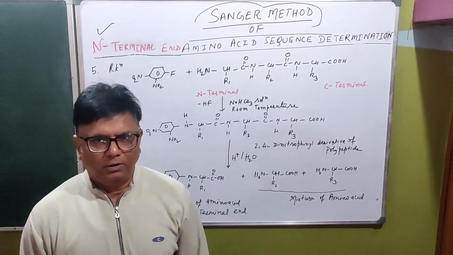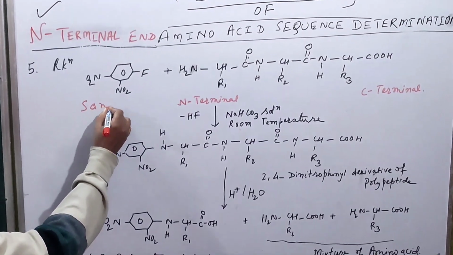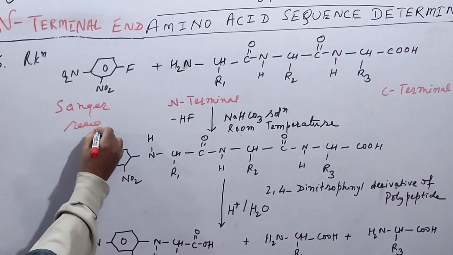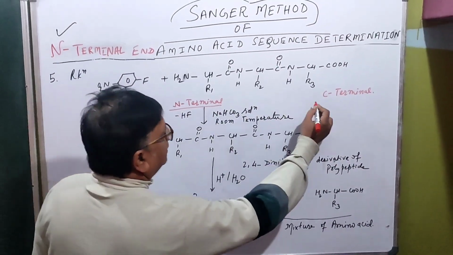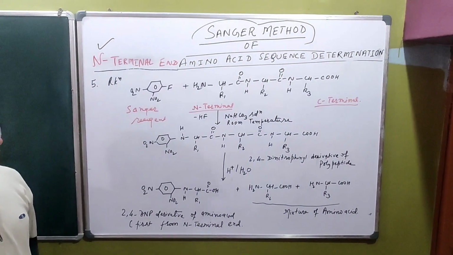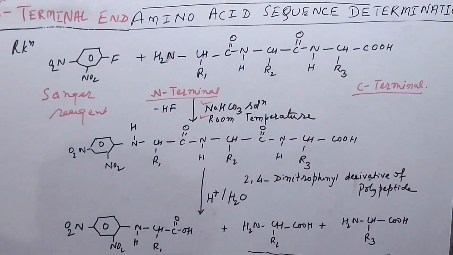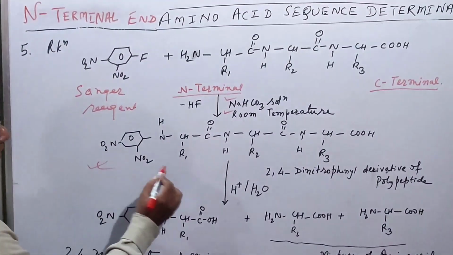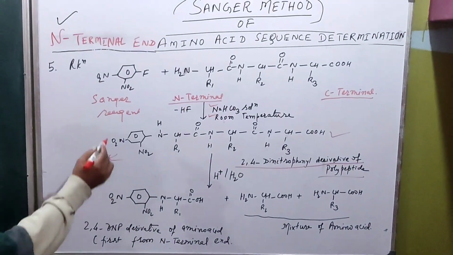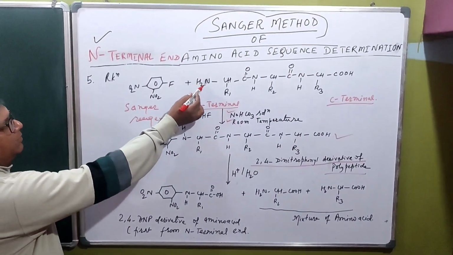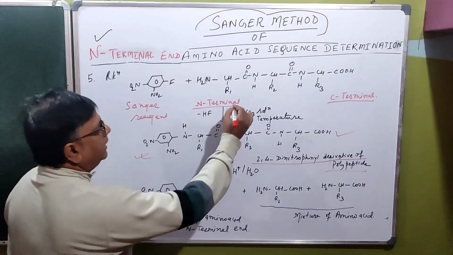The reaction. Now you can see the reaction here. You have Sanger's reagent. So what you are doing, you are reacting the given polypeptide. You can see here it is the N-terminal, here is the C-terminal, in presence of sodium bicarbonate solution and at room temperature. And what you get is the 2,4-dinitrophenyl derivative of polypeptide. That is, the Sanger's reagent reacts with the first amino acid from the N-terminal end.